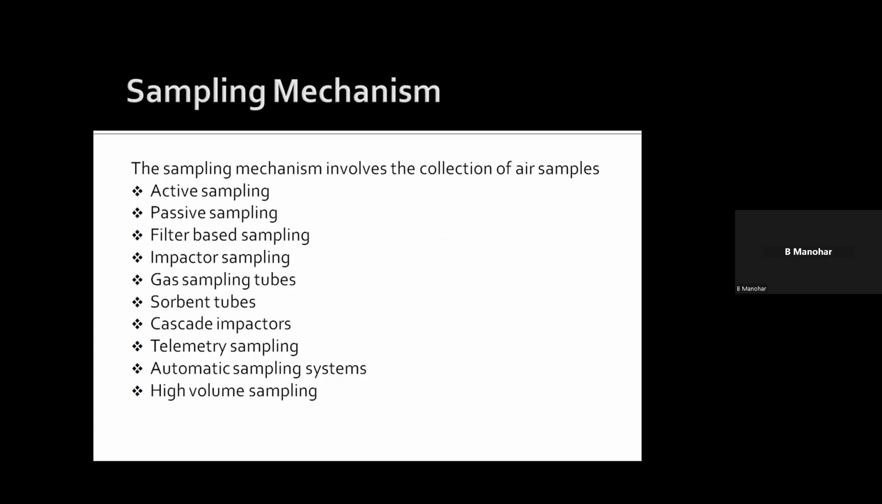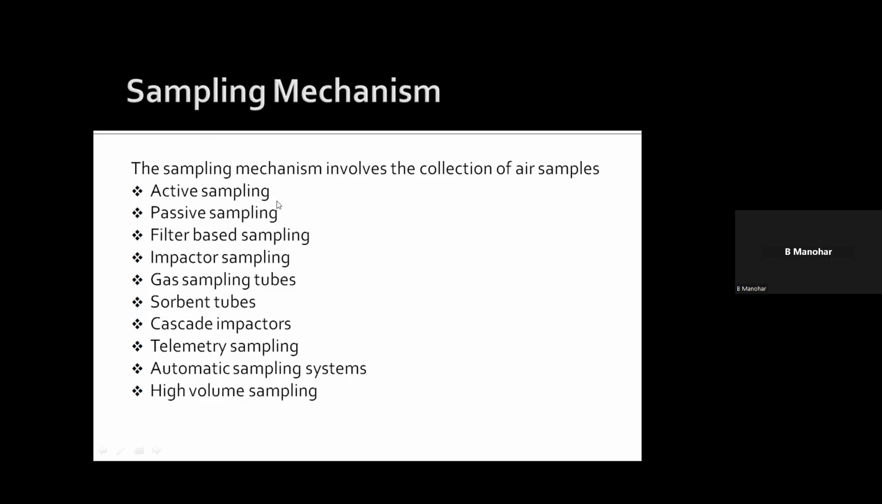Sampling mechanism is nothing but collecting the air samples from the environment so that we can test those air samples and conclude the quality of the air in a specific location or area. There are different types of sampling mechanisms based on the procedure of collection of the air samples from the environment. There is active sampling and passive sampling. In active sampling, we don't have to use an external power supply, because there is an inbuilt power supply.